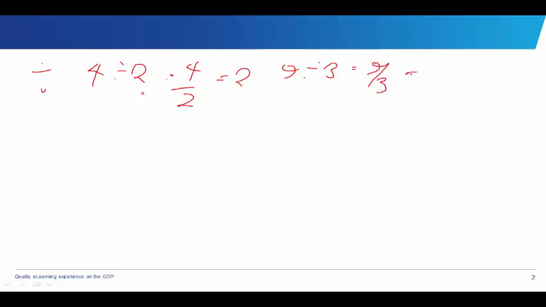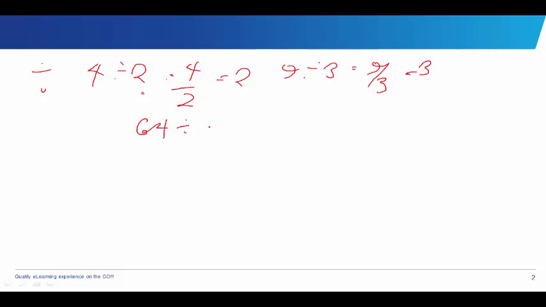Okay, now let's go to our division. This is time for division. So examples in division: 4 divided by 2. Now the question you ask yourself, what can you multiply by 2 to give you 4? And the answer is what? 2. Let's run down. 9 divided by 3. What can you multiply by 3 that will give you 9? And the answer is 3.